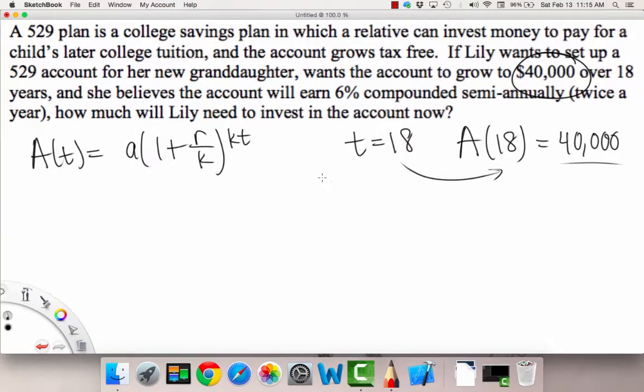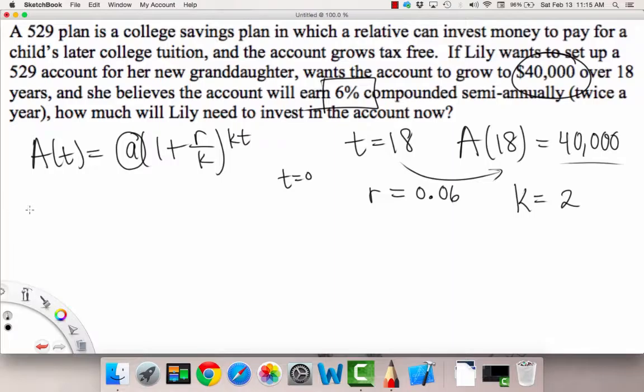Right now we're talking at t equals 0. What we want to find out is how much we want to put into this account right away, initially. So what we're looking for is this lowercase a. Let's see what other information we're given. It says she believes the account will earn 6% compounded semi-annually. So 6% is just represented as 0.06. Compounded semi-annually, so twice a year, that makes our k equal to 2.